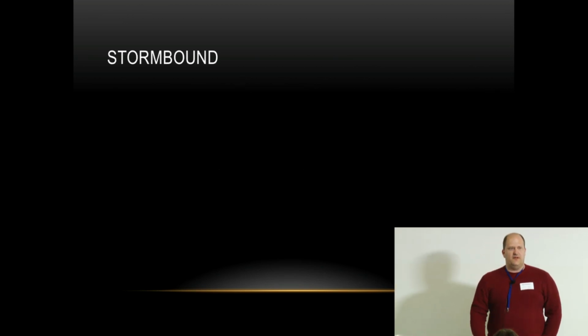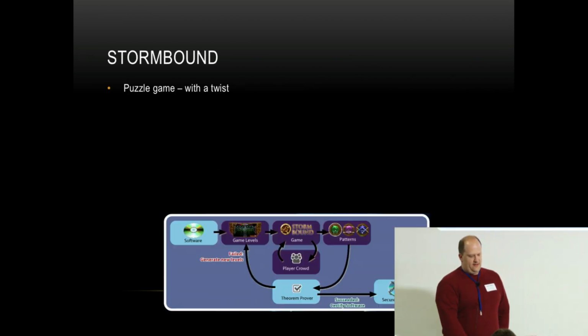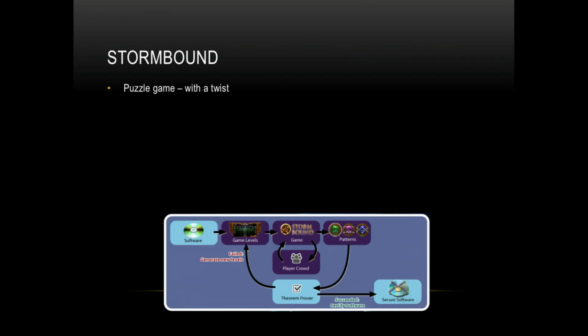So the game that we built is called Stormbound, and it's a puzzle game with a twist. And the twist is that as you play the puzzle game, your answers to each level are sent off to the server and contribute to solving a very hard math problem. Again, the discussion of it is out of scope, but that results in some really interesting design challenges.